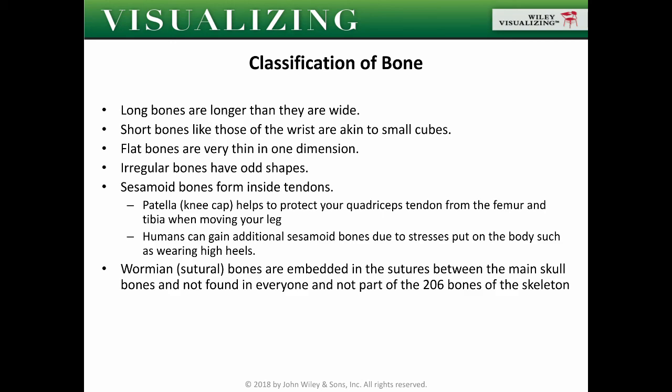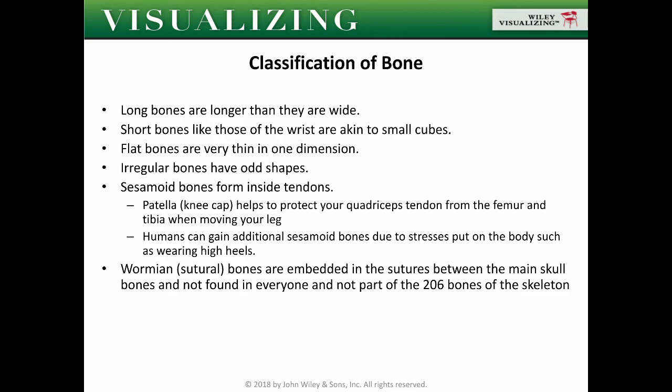And then classification of the bone. Long bones are longer than they are wide, whereas short bones have a rather more irregular shape. So you have short bones in the wrist; they are rather irregular but usually cuboidal. And then we have flat bones, very thin in one dimension. So what are examples of those flat bones? You look at your shoulder blades, so they are flat bones.